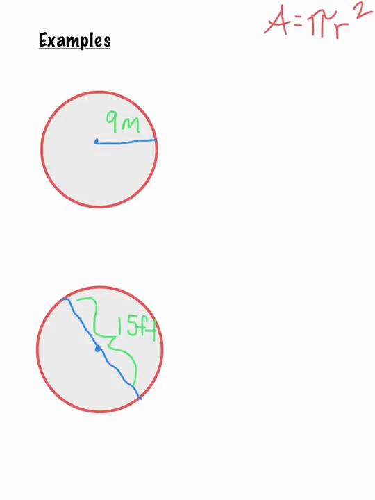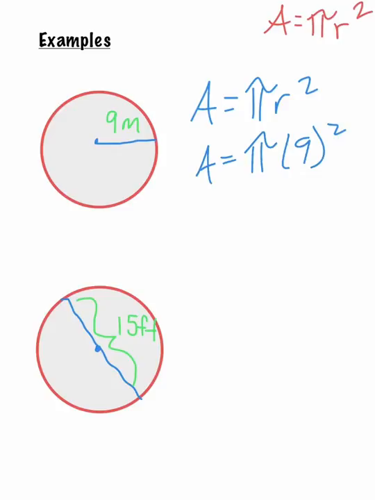So in the first one, we have a circle that has a radius of 9 meters, and I want to find the area, everything that's on the inside. So I'm going to use my formula, area equals pi times the radius squared. All that I'm going to have to do is take this radius and plug it in for here. So when I do that, we're going to have area equals pi times 9 squared.